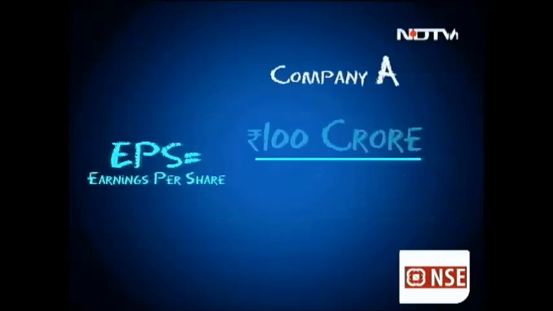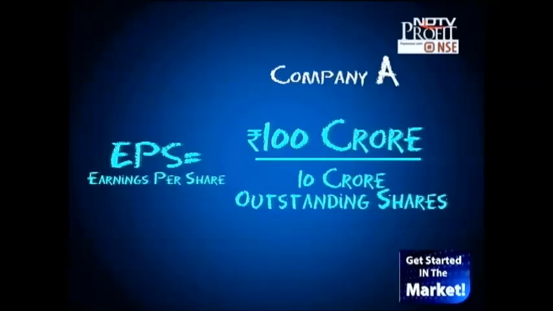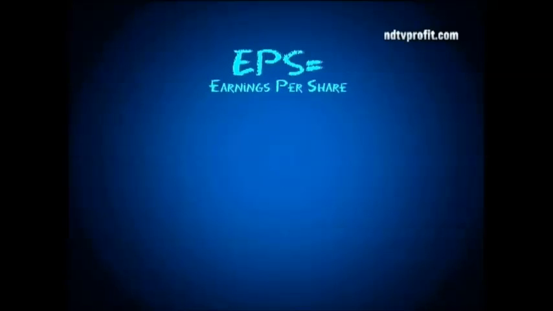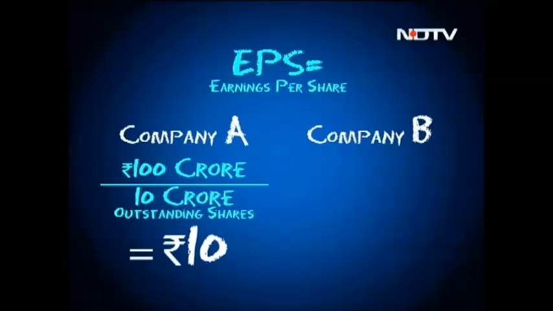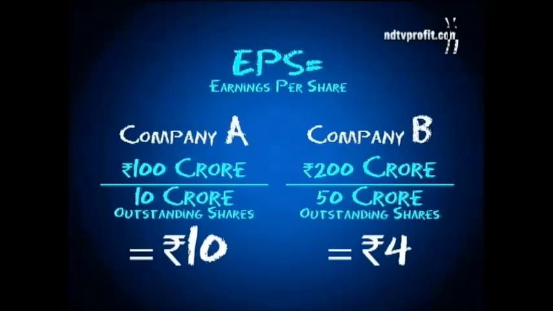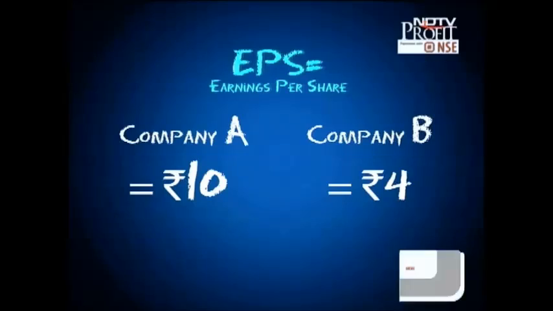For example, if company A has earned 100 crore rupees as profits and has 10 crore outstanding shares, the earnings per share of this company will be 10. Now let's take this example forward and use the EPS to compare two companies. Suppose company B has earned 200 crore rupees as profits and has 50 crore outstanding shares. The earnings per share of this company will be just 4. Hence, though the profits of company B are double that of company A, it will still be seen as a weaker company based on its earnings per share.